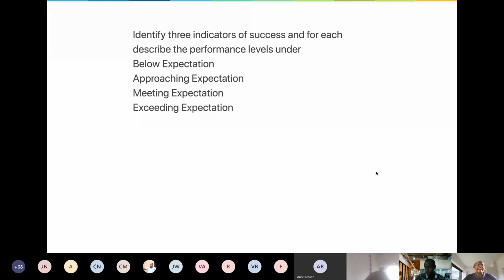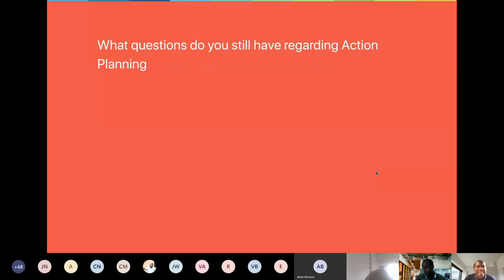And the last thing that I'm asking you is, what questions do you still have? And we are going to answer all these questions in the WhatsApp. Can you pose your questions here? And all the facilitators are here listening. And we are going to answer all your questions in WhatsApp because we are coming to an end in the next 3 minutes.